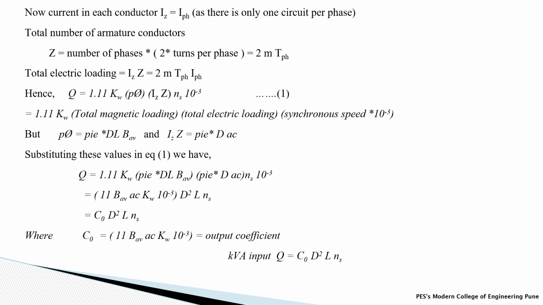The kVA input Q is equal to C naught D square L ns, and we can relate that kVA input with the output, that is kW, by dividing the kW by eta into cos phi, where eta is the efficiency of the machine and cos phi is the power factor.